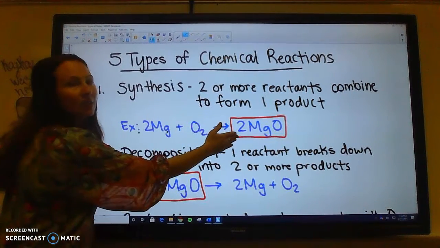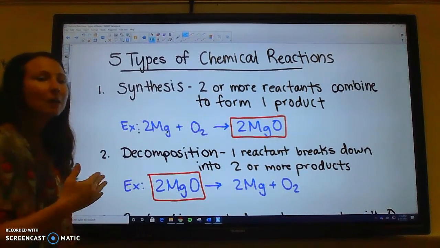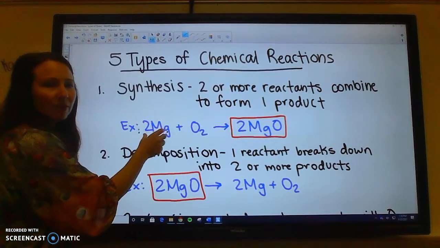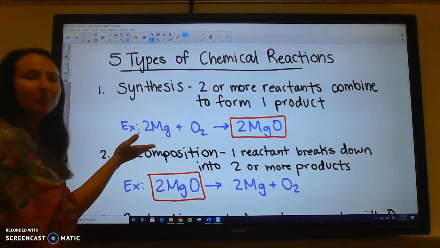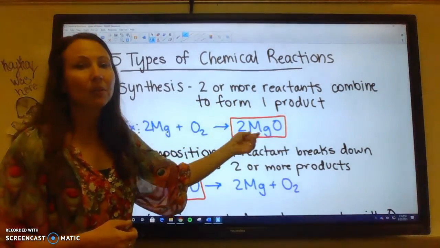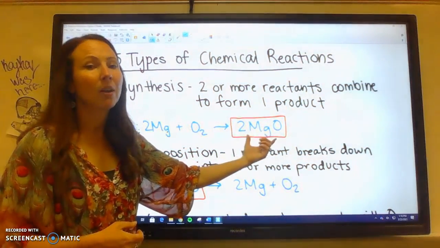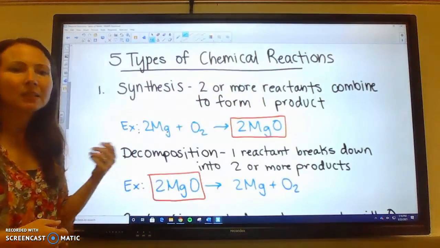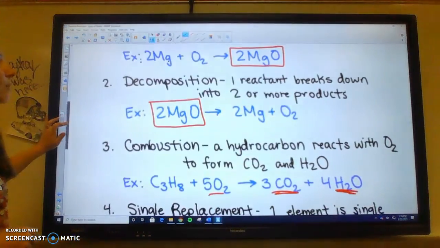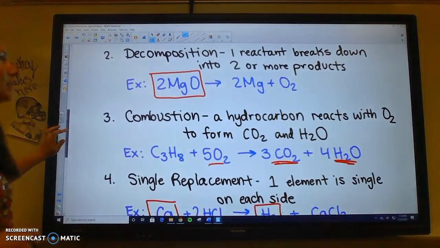Now there are numbers in front of here to balance it, but that doesn't mean that there's 2 reactants. The reactants are separated with the plus, okay? And then we have only one product. There are 2 of them that are formed, but only one product. If we had another one, it would be plus something else. All right, so that's a synthesis. One product is formed. And then we have a decomposition.